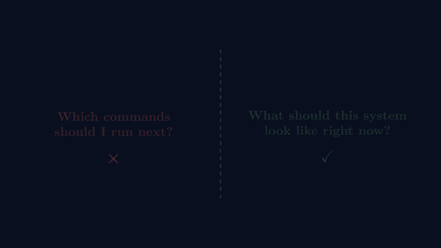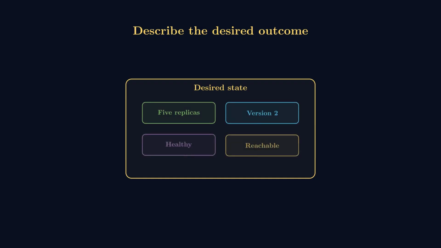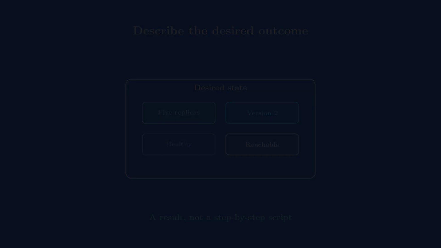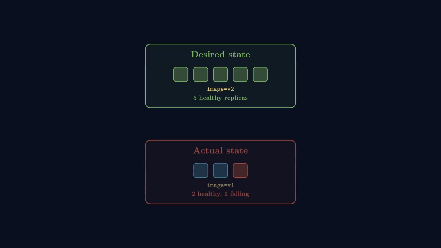That question leads to a very different style of automation. Instead of spelling out every step, we describe the result we want. For example, run 5 copies of the application, use version 2, keep them healthy, and make them reachable. Now compare that desired state with reality. We want 5 healthy copies on version 2. But the cluster currently has only 3 copies, one is unhealthy, and they are still running version 1. That difference is the real work.